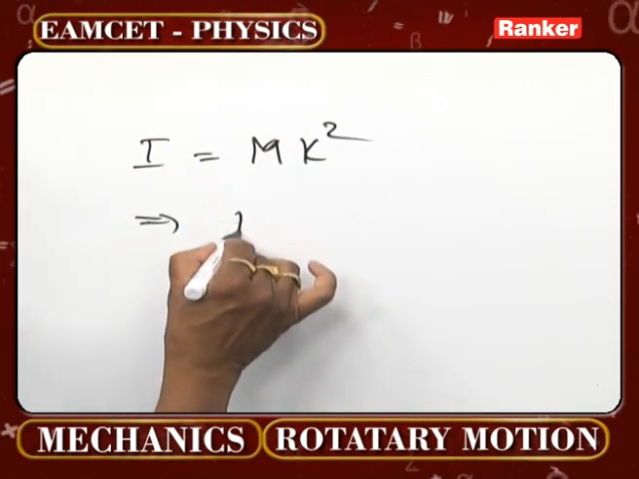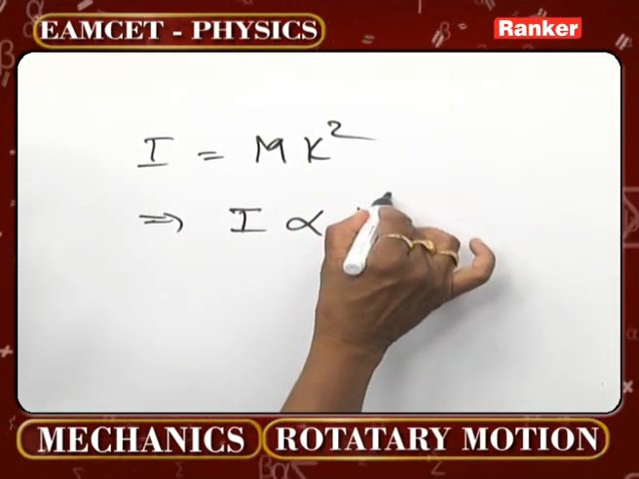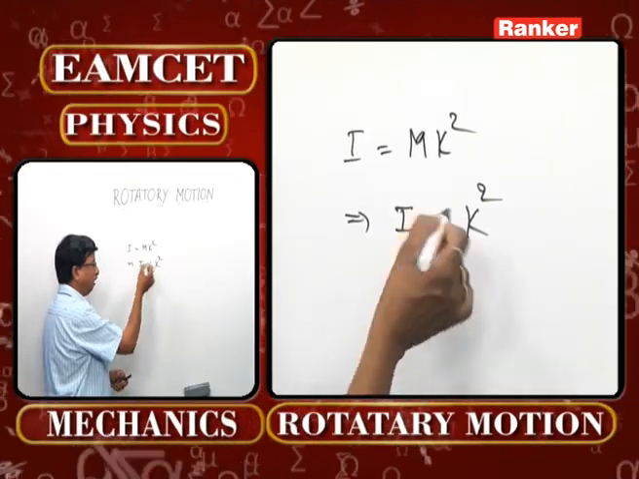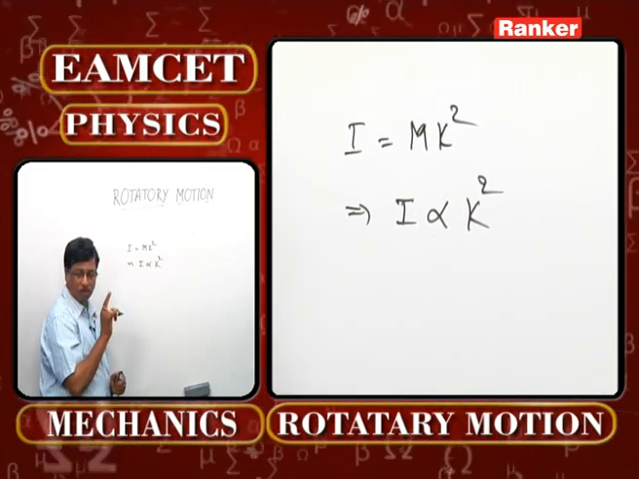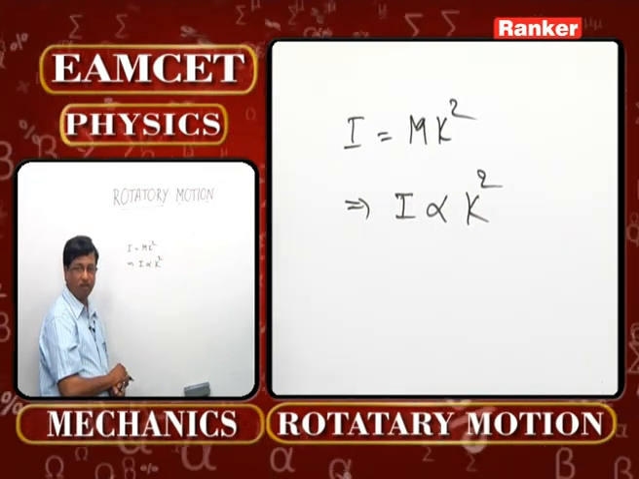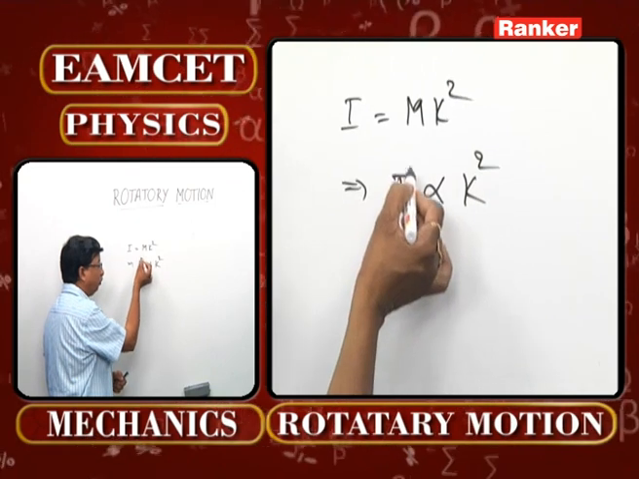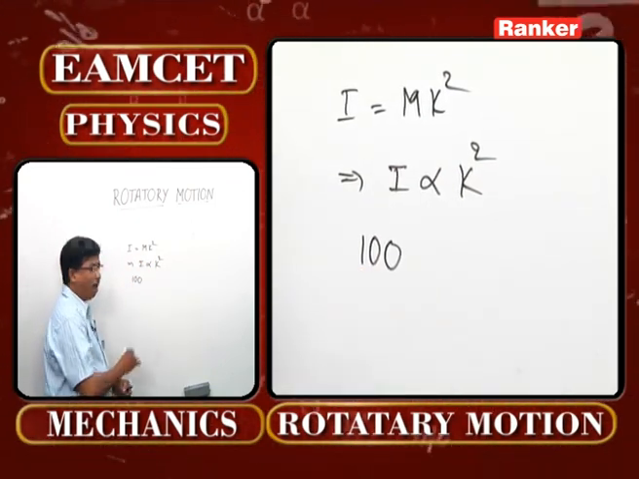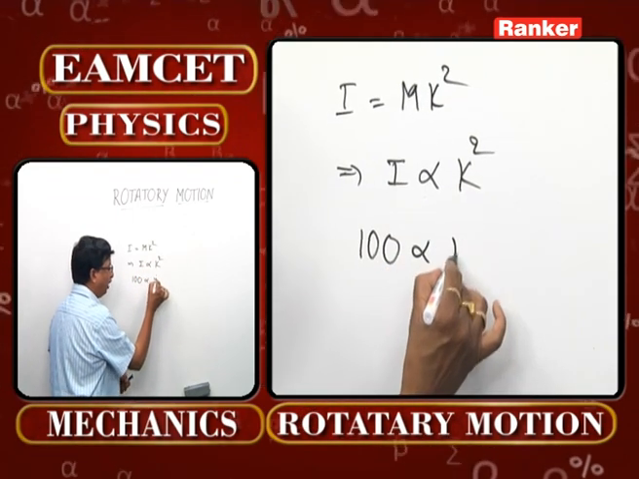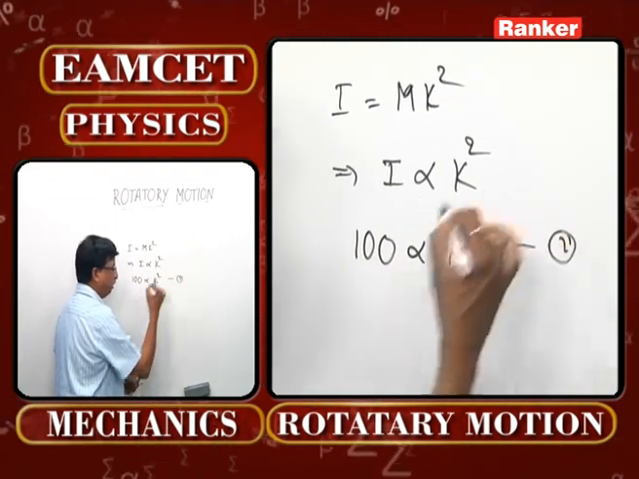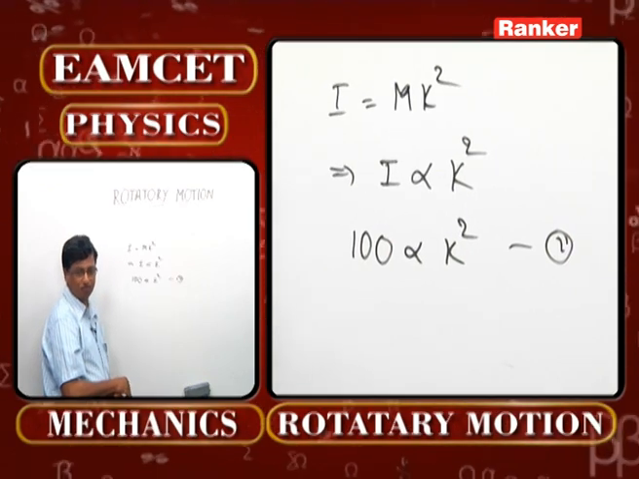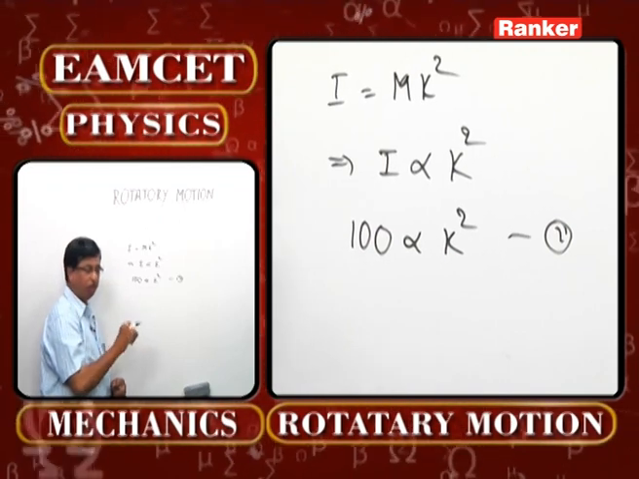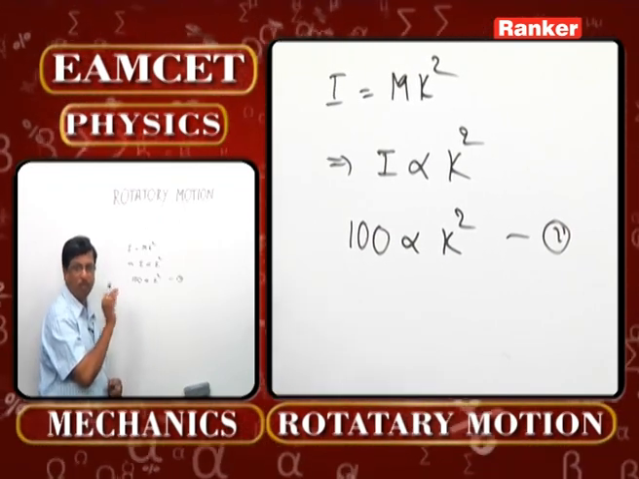So overall I can write I is proportional to k square. That is the official formula for us. When I is proportional to k square, the moment of inertia is decreased by 36%, it is given. Therefore, let us take the original moment of inertia as 100. And we write this equation, 100 is proportional to k square, as my first equation. Now if you take 36% decrease, for every 100, 36 is the decrease.